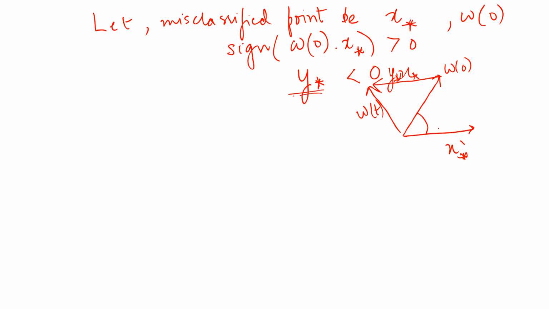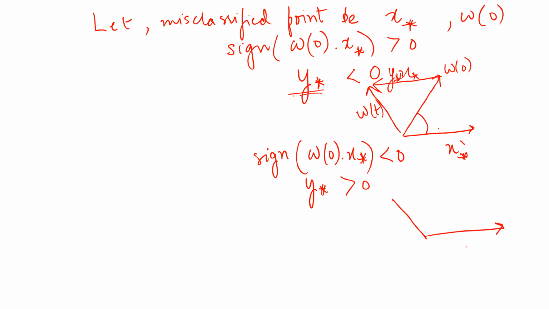Similarly, if there is a misclassified point, say the dot product of w0 and x star is less than 0, then because this is misclassified, it tells us that my y star must be 0, right? So in this situation, because this is the dot product, the angle between x star and my w0 must have been greater than 90, right? And what I need to do is make it less than 90, right?